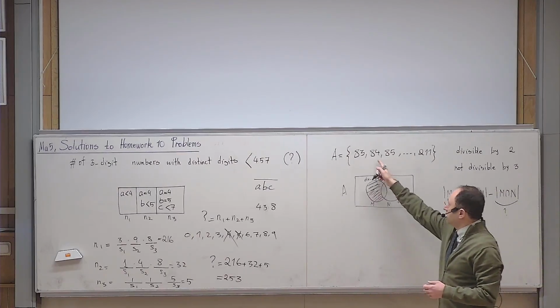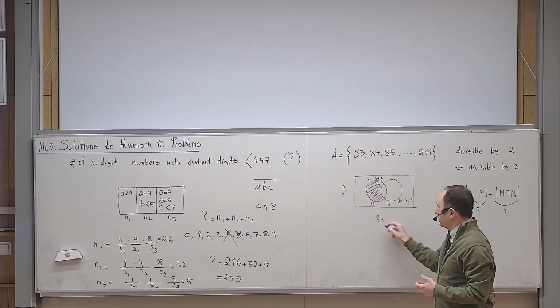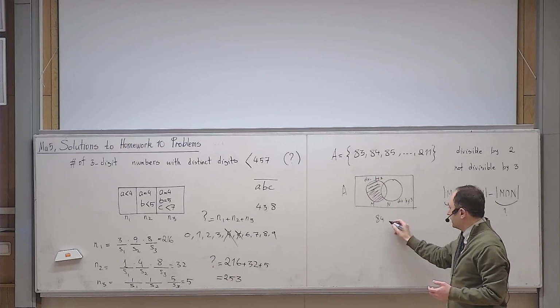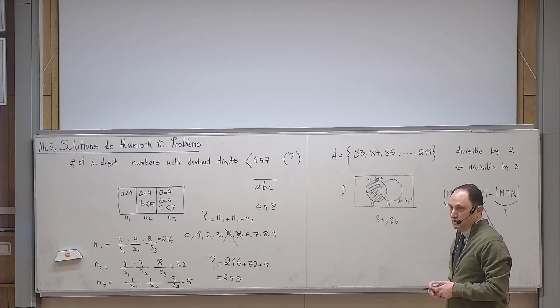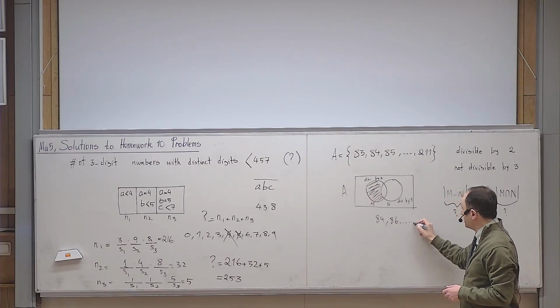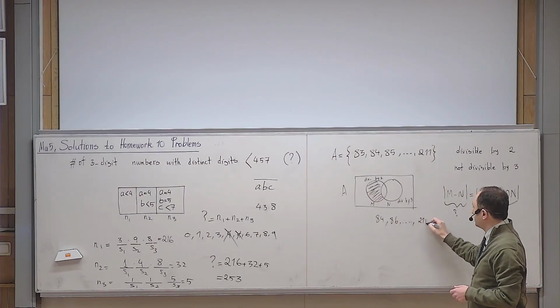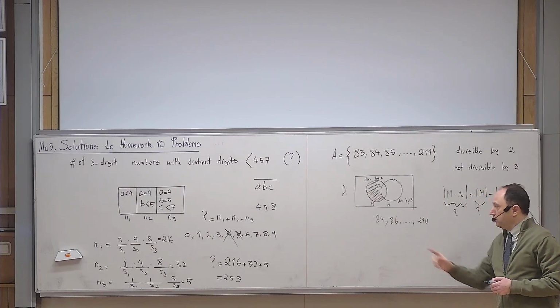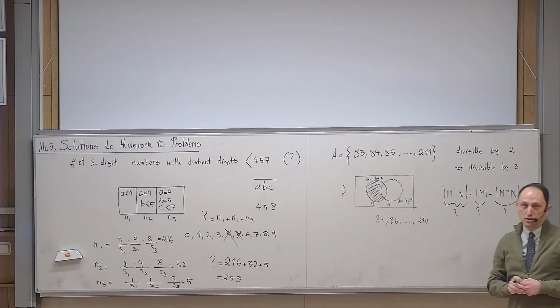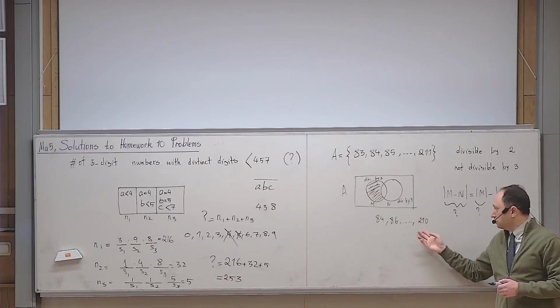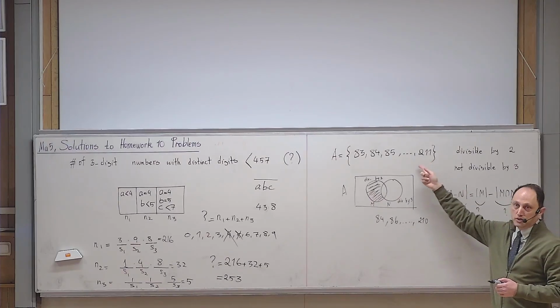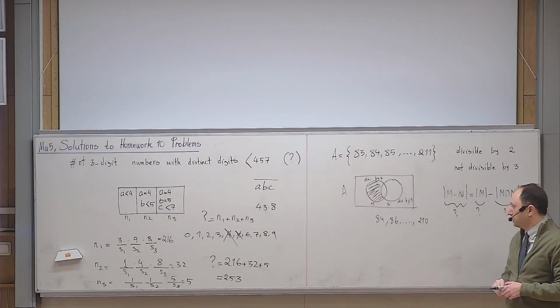The first one in your list is 84, because you want to have an even number. The second number in your list is 86. And the last number in your list is 210. How many numbers are in this list now? These are even numbers, divisible by 2, from this list. So how can I know how many of them are there?